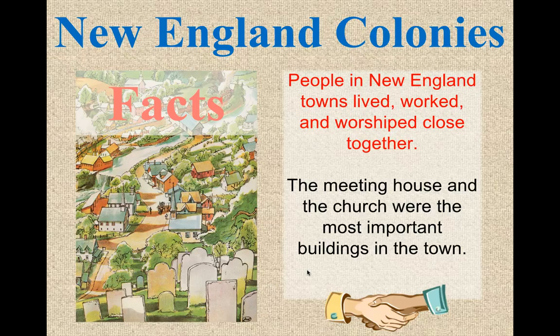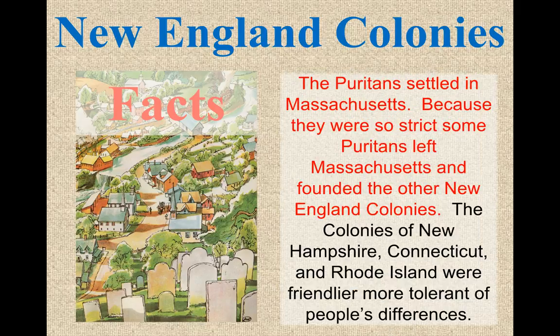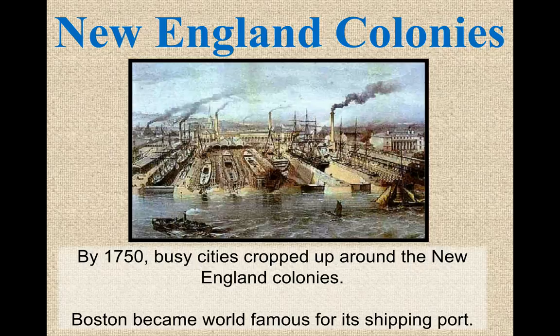New England colonies, facts. You are going to record some of the facts in your graphic organizer. People in New England towns lived, worked, and worshiped close together. The meeting house and the church were the most important buildings in the town. The Puritans settled in Massachusetts because they were so strict. Some Puritans left Massachusetts and founded the other New England colonies. The colonies of New Hampshire, Connecticut, and Rhode Island were friendlier, more tolerant of people's differences.